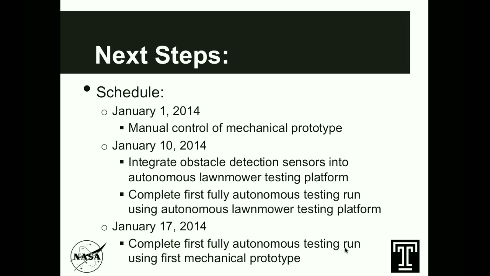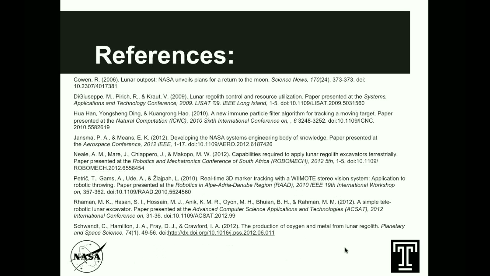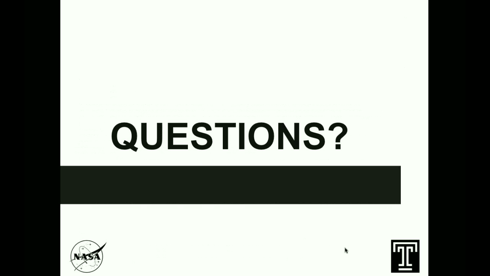By January 10th, we are going to be integrating our obstacle detector sensors into the autonomous lawnmower platform and complete our first full autonomous run using our autonomous testing platform. By January 17th, we hope to accomplish our first fully autonomous run using the mechanical prototype. So the run might not be successful, but we are at least going to attempt one fully autonomous run using the first mechanical prototype by January 17th. These are my references, and that concludes this presentation.